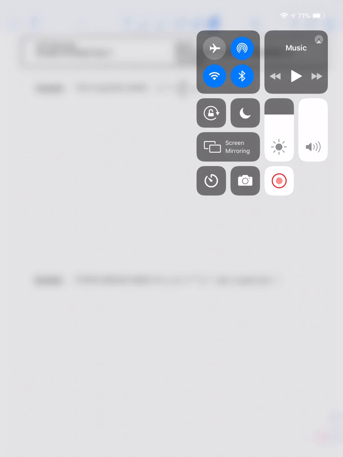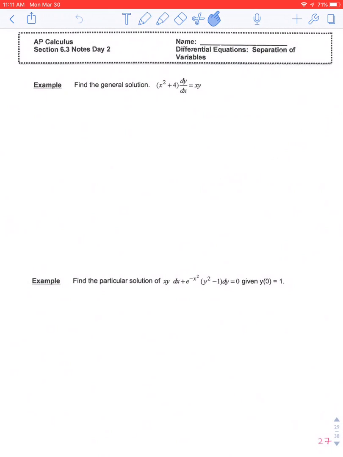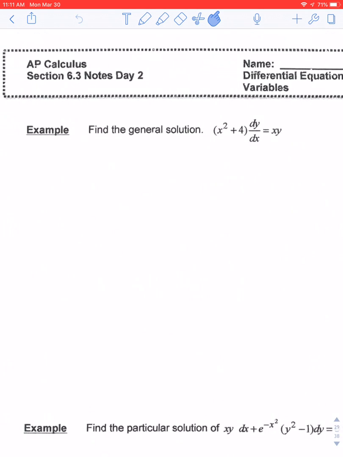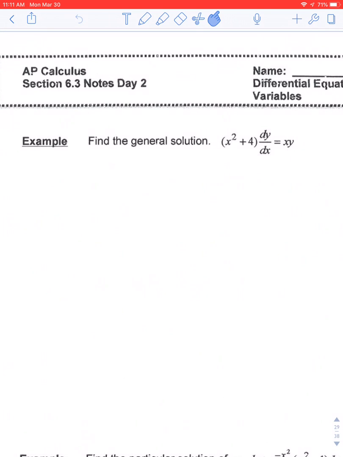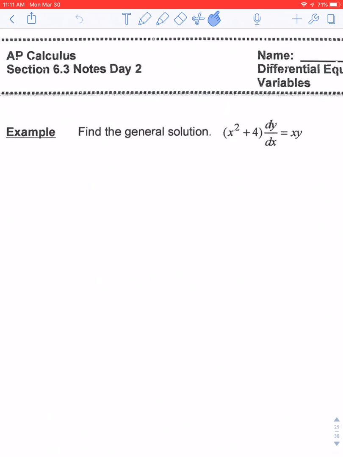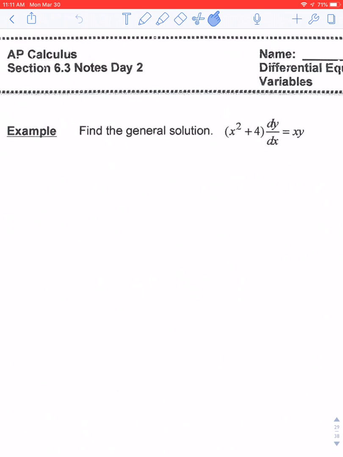This video is going to go over day 2 of solving differential equations. This is in your packet on page 27, and the first example asks us to find the general solution. Think about what you have to do first when you're asked to solve a differential equation. We have x's and y's all mixed up, so we need to make sure we get the x's with the dx and the y's with the dy, and we have to make sure we're using correct algebra.